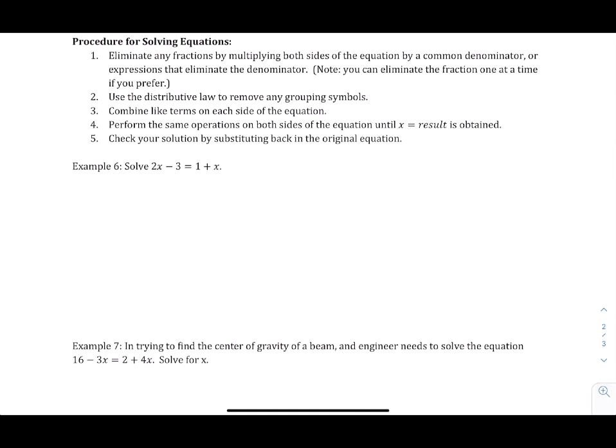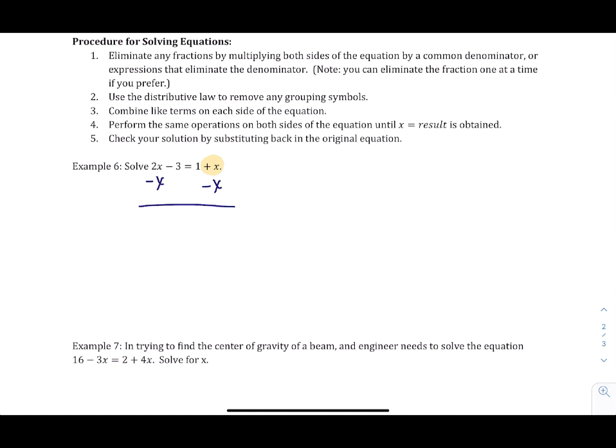So for example 6, we have 2x minus 3 equals 1 plus x. So I don't have any fractions and I don't have any grouping symbols. So I now need to look to see if I have any like terms, and I don't. So now I'm going to focus on getting x's on one side and numbers on the other. I see this plus x, so I can bring it to the other side by subtracting x.